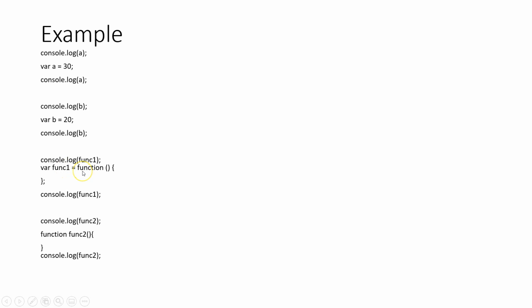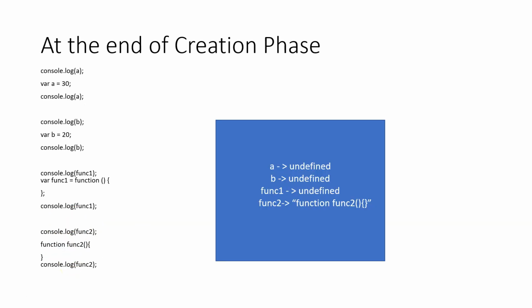As a first value object. But this is the old style. So that's what I was saying in the previous slide. If you do it in the old style, in the creation phase itself, this entire function will be allocated to func2. Let us see what happens in the creation phase and execution phase.